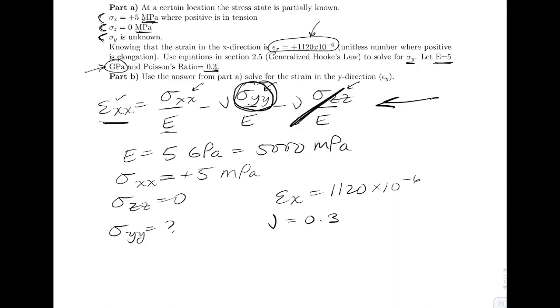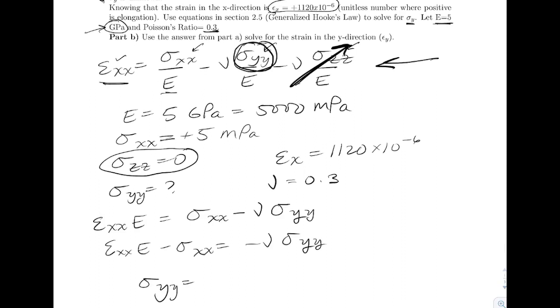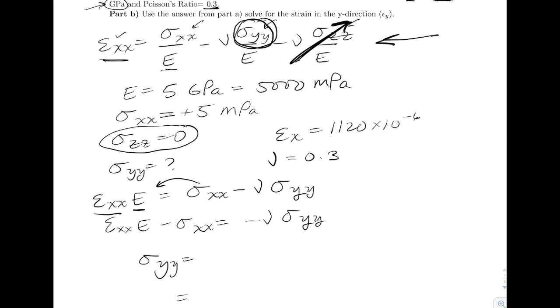Taking us through here, sigma zz is 0. So let's go ahead and multiply E out, and we end up with epsilon xx times E. We'll start isolating sigma yy. We'll take sigma xx to the other side, reshuffle, and divide by negative Poisson's ratio. And so our sigma yy is equal to the expression shown right there. Again, this is true because sigma zz was equal to 0.